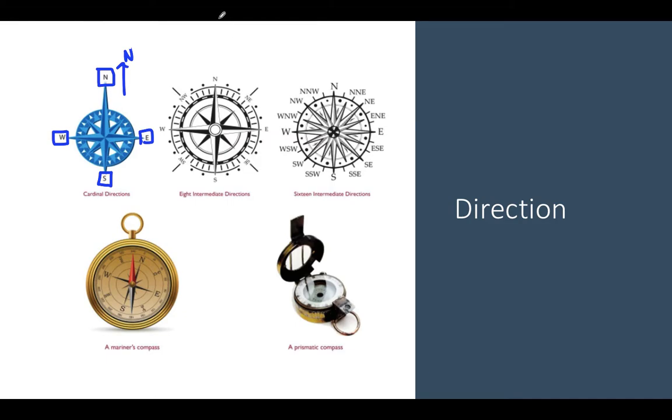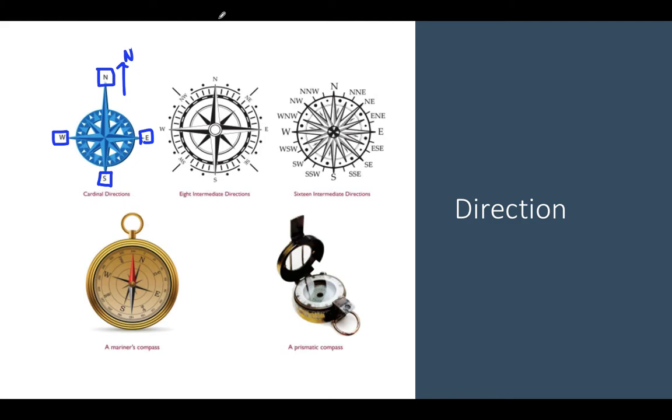If it is written on the map, or if you can see the letter N, that means that is the north part. Or if it is not written, you just take it that the upper portion is north, the bottom portion is south, the right portion is east, and the left portion is west.